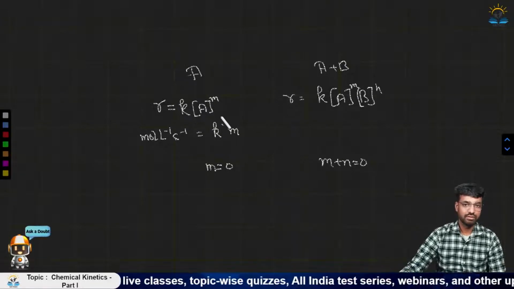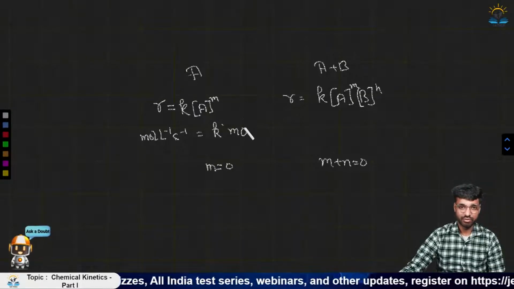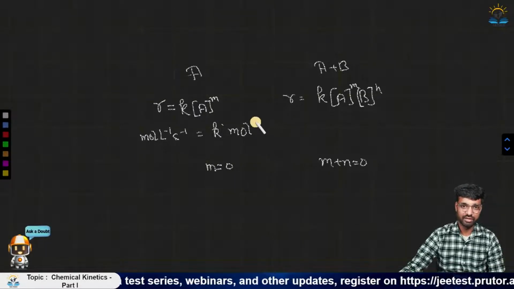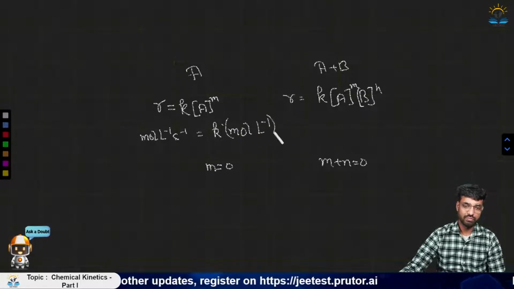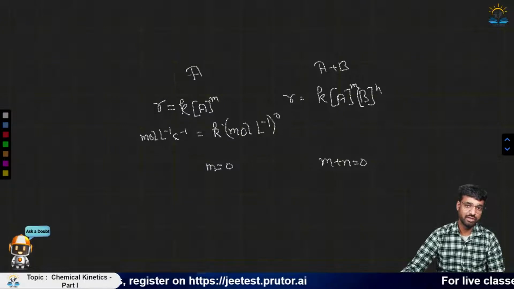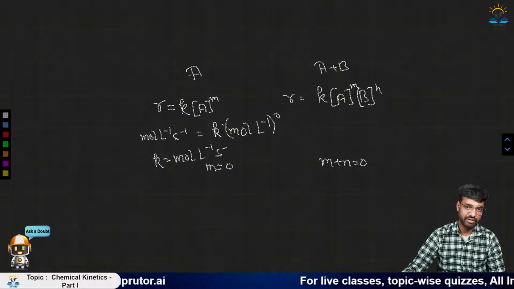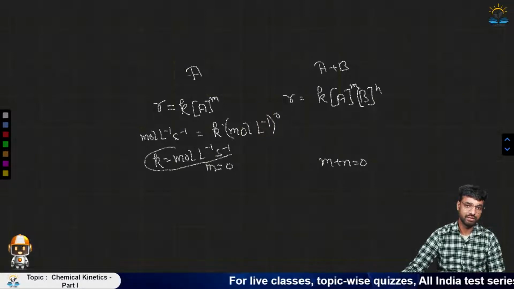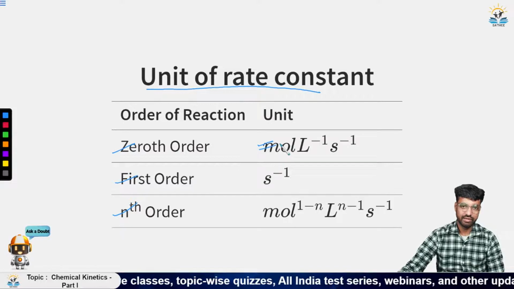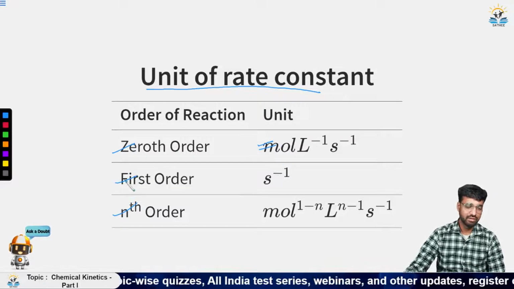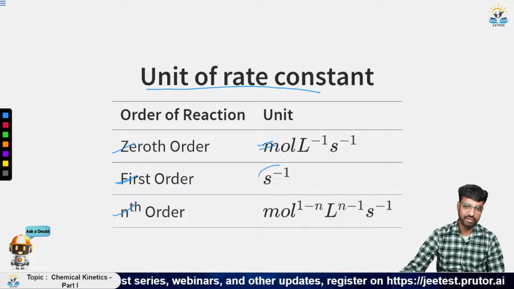Okay, so here is the thing, that since A has the concentration in mole, it will be mole per liter. Now since it is raised to the power 0, it will have no contribution, and overall the rate constant will be mole per liter per second. So this will be for the zero order reaction. The same thing is written here, as mole per liter per second. Similarly, if you want to calculate it for first order, then you will get it as per second.